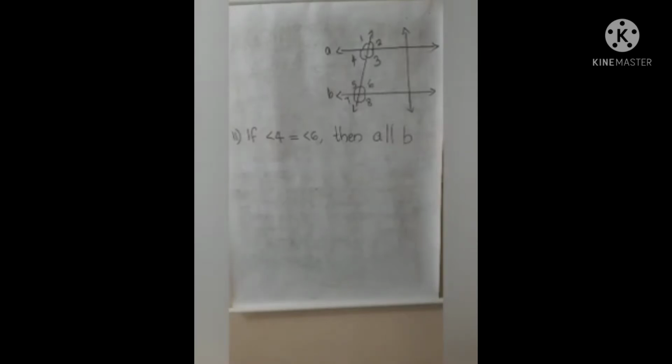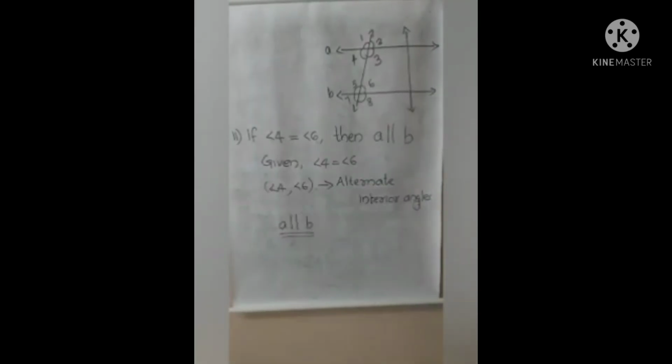If a transversal cuts two lines and if one pair of alternate interior angles are equal, then the lines must be parallel. Yes. So by that condition we can say that A is parallel to B, because already in the question it is given that angle 4 is equal to angle 6. Angle 4 and angle 6 form alternate interior angles. So that is equal means the given lines should be parallel.